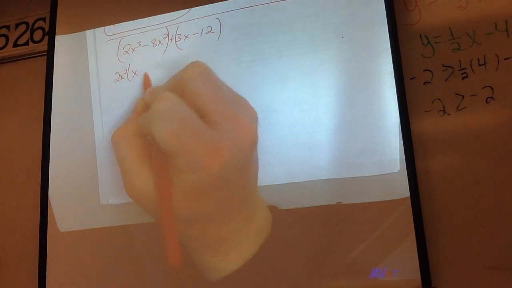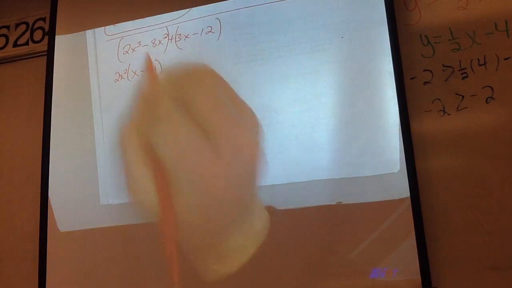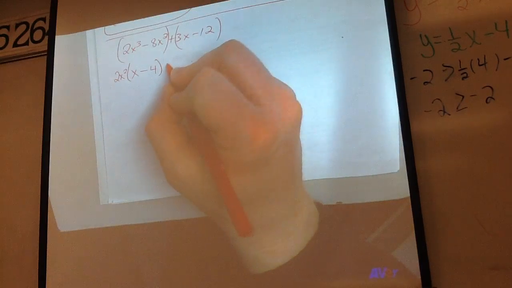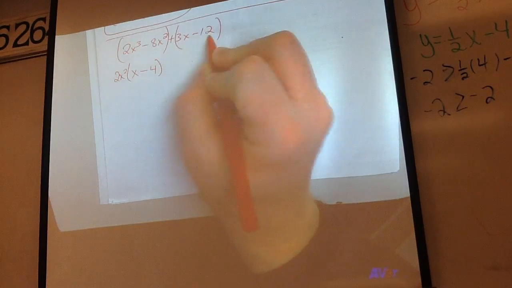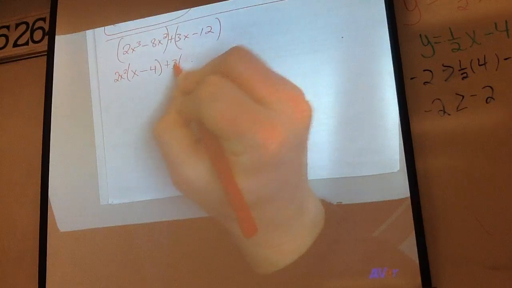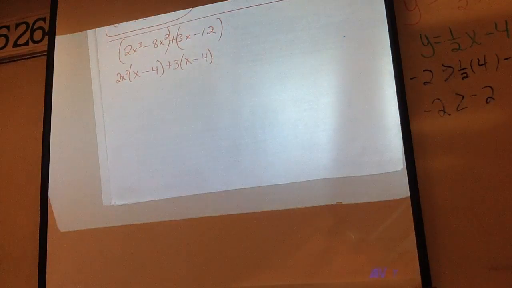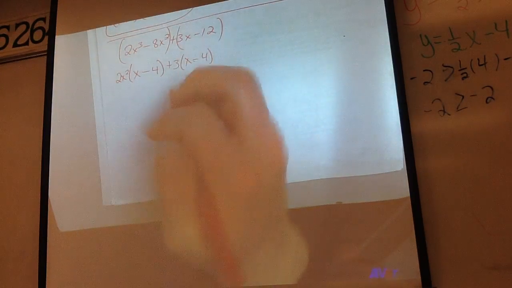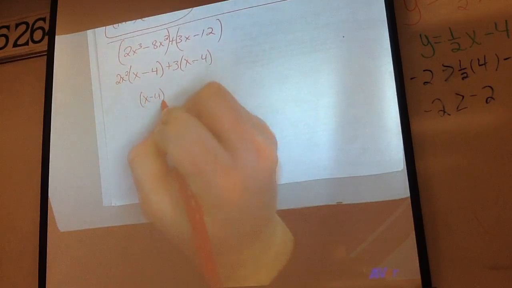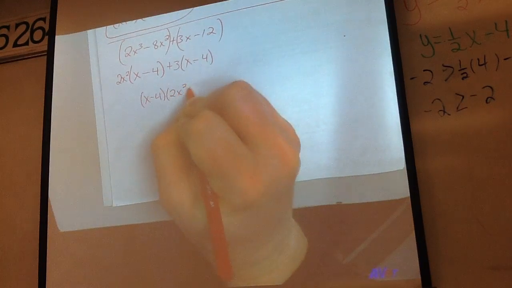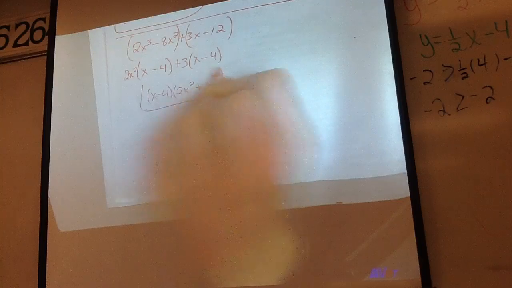There you go. x minus 4. I hope you know how to do greatest common factor factoring, or else you're not going to be able to do this. Bring a 3 out of those, plus 3. Hey, 3 times x is 3x. 3 times negative 4 is negative 12. Oh, hey, look at it. They both have x minus 4 in common. Cool, so we'll just do x minus 4 and 2x squared plus 3, and that one's done.